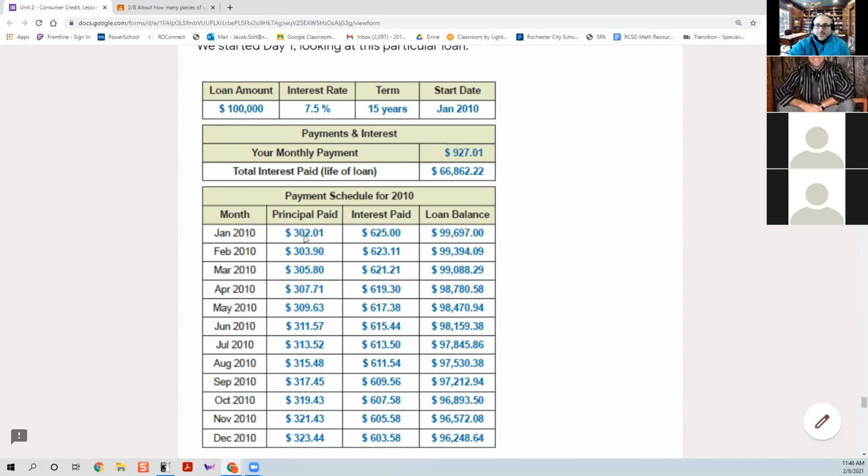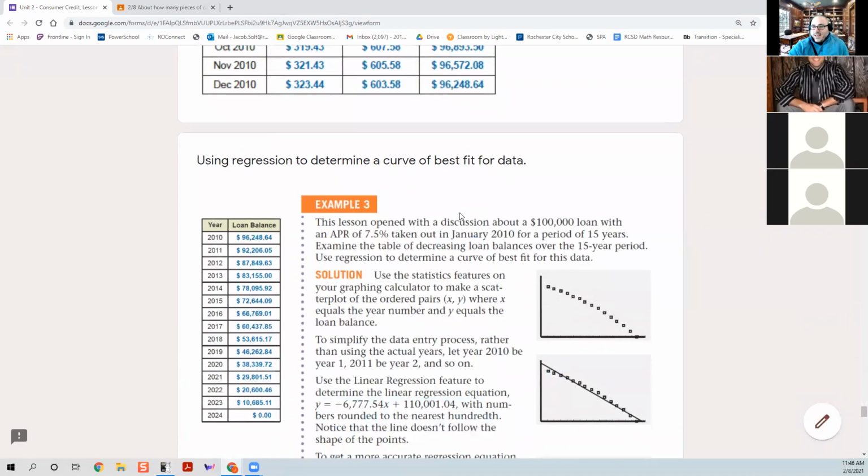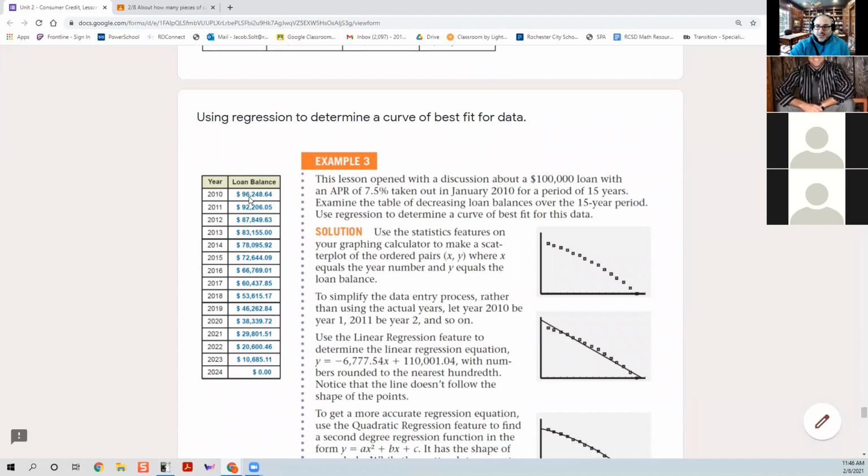In that first year, we went from $302 per month going towards the principal getting paid off to $323. That's just the first year. Remember, there's 15 years of this loan that's going to go on, and the interest paid per month goes from $625 in the beginning down to $603 per month. So eventually, these things are going to flip. Towards the end of the loan, you're going to be paying about $600 towards principal on the 15th year and $300 towards interest.